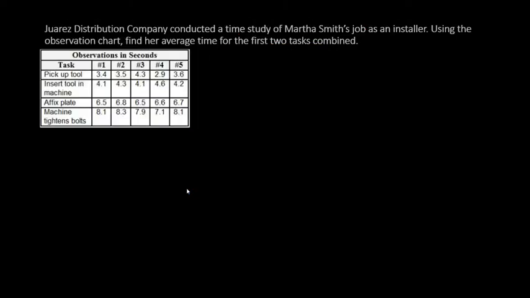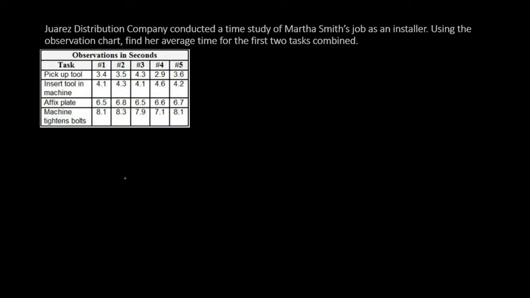Now there's one other type of problem that comes up pretty frequently in this lesson, and in fact I took this example from your workbook for that reason. There are quite a few examples that look like this, and let's read it. It says, Juarez Distribution Company conducted a time study of Martha Smith's job as an installer. So using the observation chart, find her average time for the first 2 tasks combined.